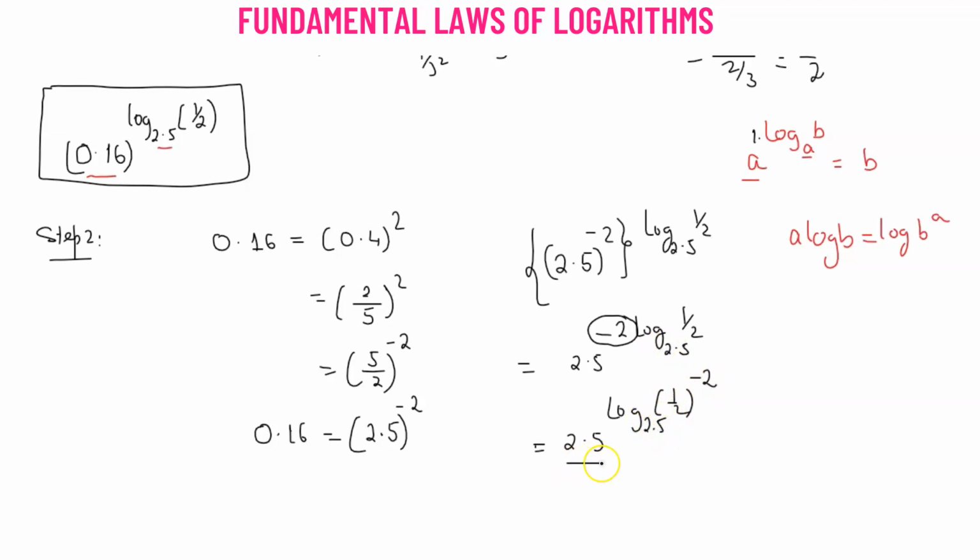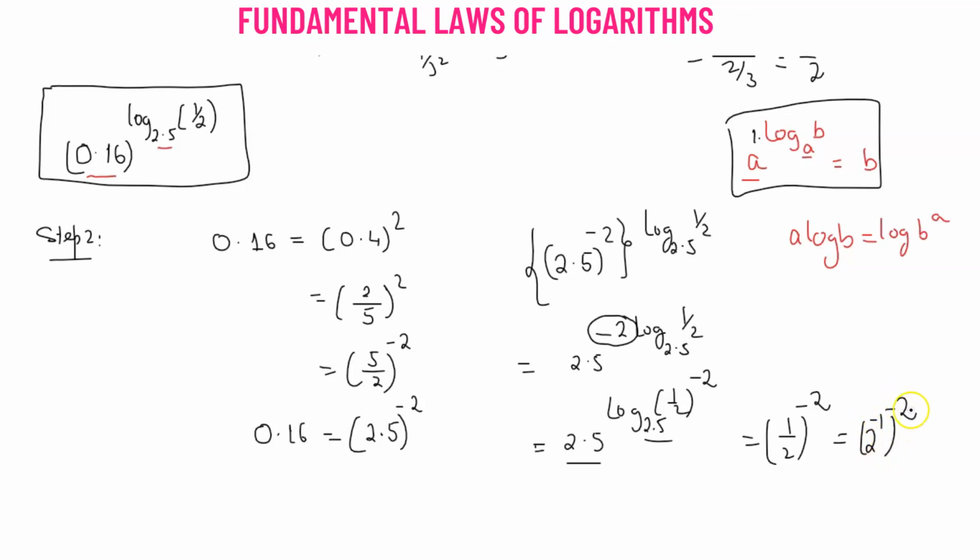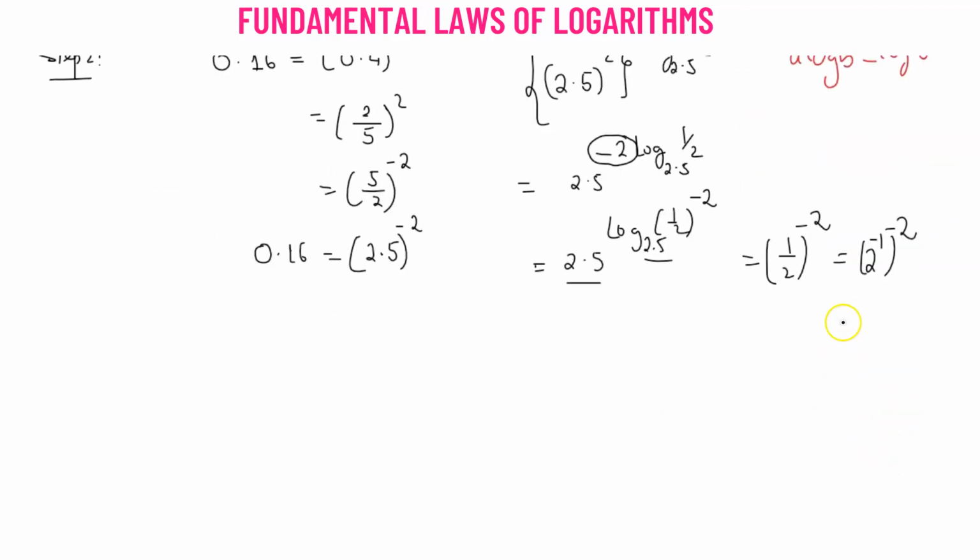So here we see that the base of the exponent is 2.5 and the base of the logarithm is 2.5. They're exactly the same. We can use this particular property, and this reduces to 1/2 raised to the power of -2. So 1/2 raised to the power of -2 means we have 2 raised to the power of -1, raised to the power of -2. We can multiply the exponents: -1 times -2 gives 2, and 2 squared is 4.